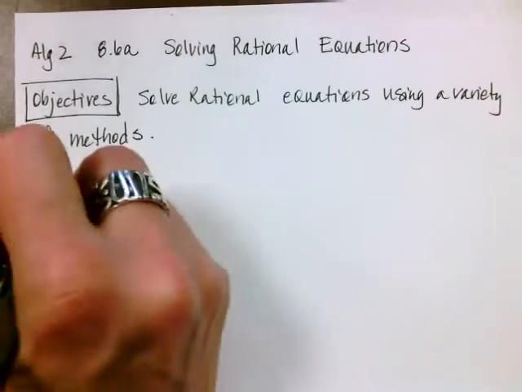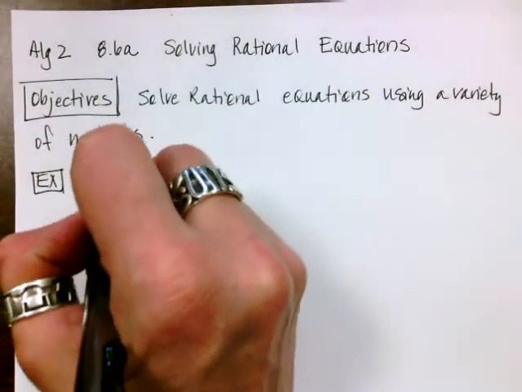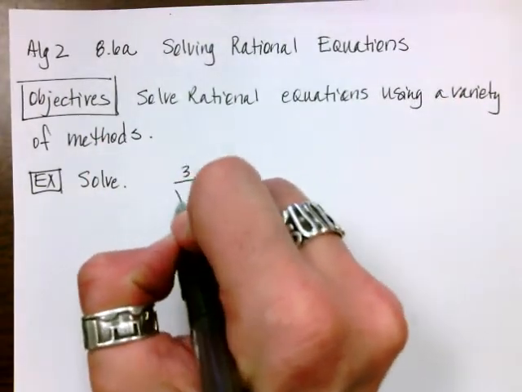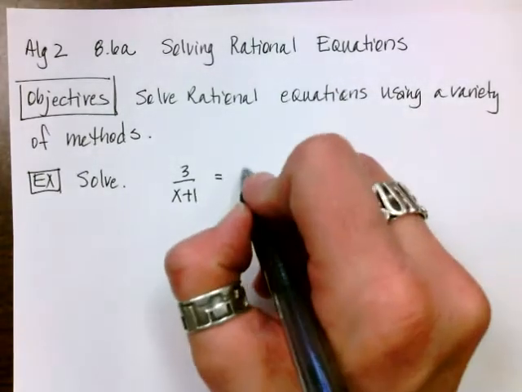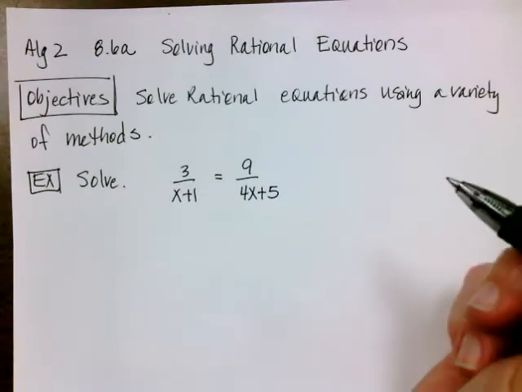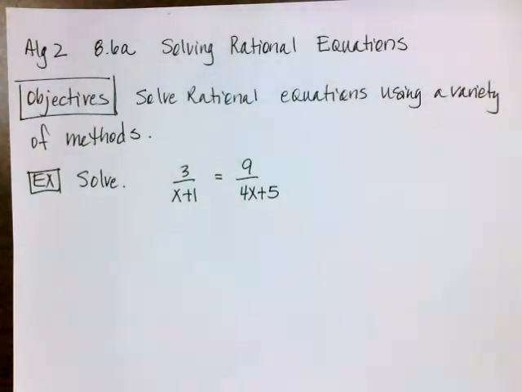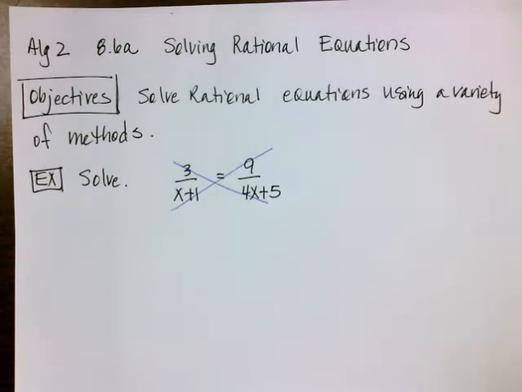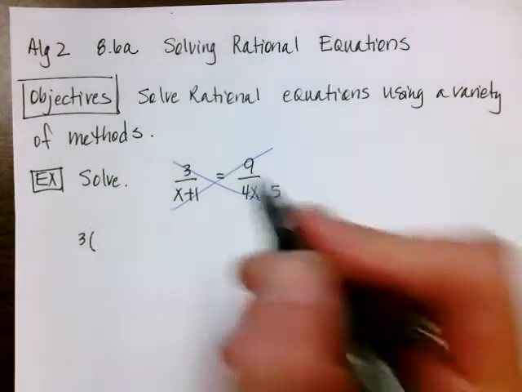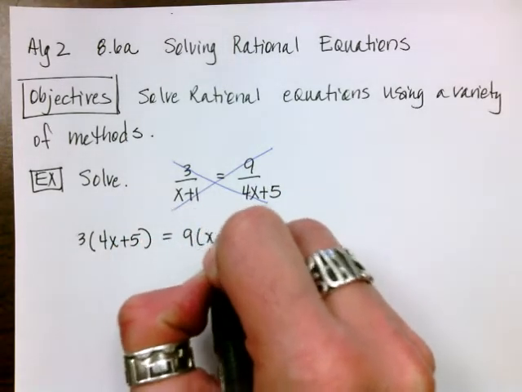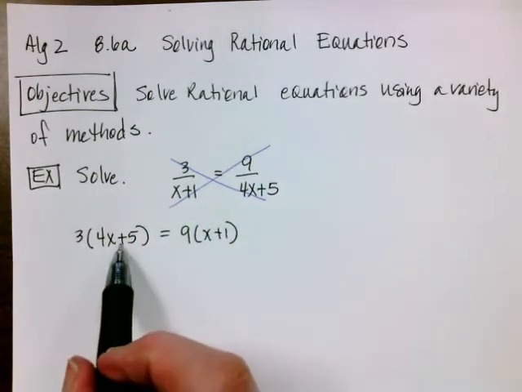Alright, so first example. Let's say, and I'm only going to write this once because all of them are going to say solve. I'm going to have 3 over x plus 1 is equal to 9 over 4x plus 5. So to be able to solve this rational equation, I'm going to cross multiply. So let me get my different colored pen. So I'm going to do that process. So I'm going to do 3 times 4x plus 5, and then I'm going to do 9 times x plus 1. So to solve this, I need to distribute.